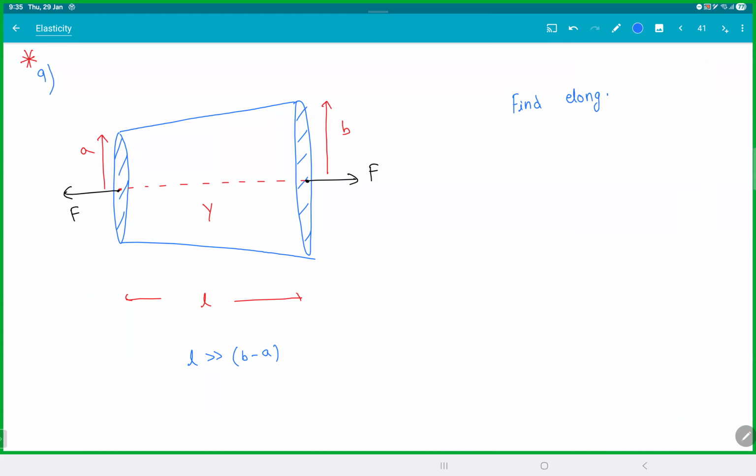Here tension is constant, but area is changing. And you should definitely mug up the result. Easy to remember though.